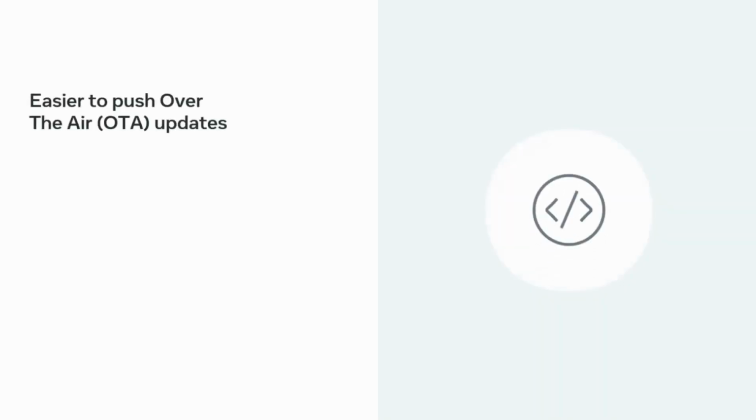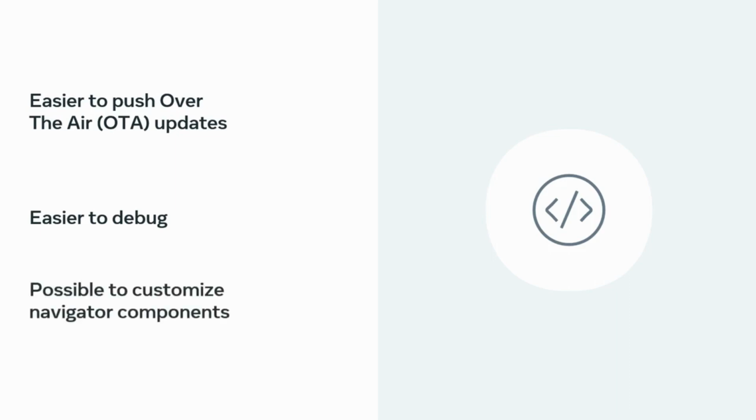These libraries include Screens, which provide native navigation container components, and Gesture Handler, which makes React Native more compatible with native touch and gesture systems. Many of the UI components are written in JavaScript on top of React Native primitives. Because of all this, it is easier to push over-the-air updates, which are updates sent to a device wirelessly, easier to debug the code, and it is also possible to customize the Navigator components.